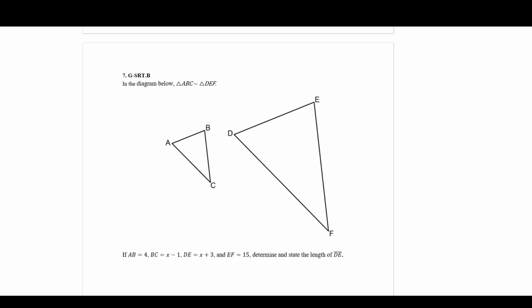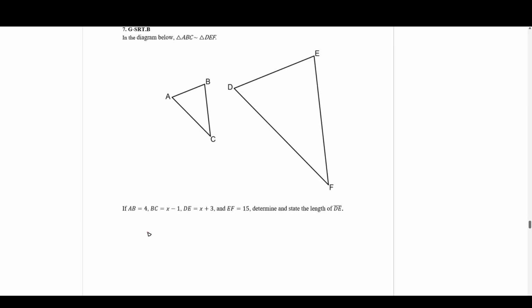So number 7 says, in the diagram below, triangle ABC is similar to triangle DEF. Okay, we know it's similar because of this symbol right here. This means similarity. This means congruency. This means that they're equal. This means that they're similar. Similarity just means that there's some sort of factor that I can multiply this smaller triangle by to turn it into this bigger triangle. Okay, so every single side is related by some sort of scale factor.